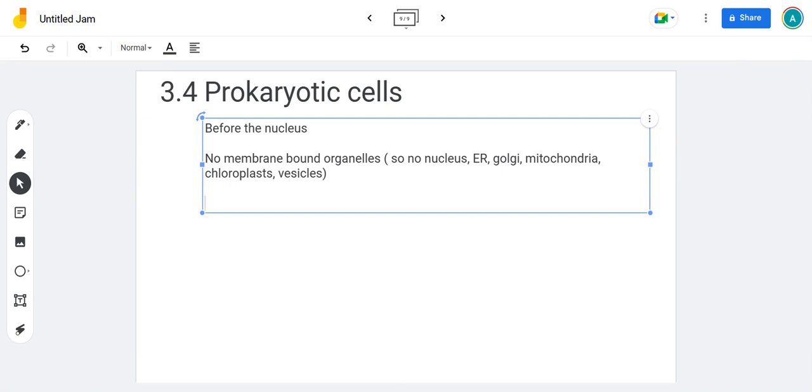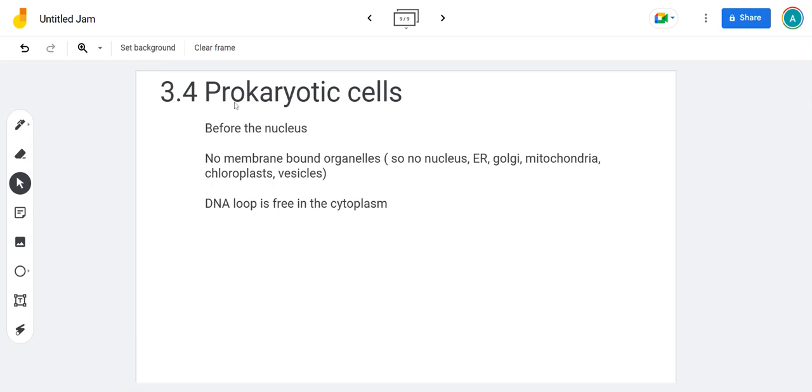They do obviously still have DNA, and they have all the enzymes that are catalyzing reactions that happen in all the other organelles. But those enzymes and that DNA are just free in the cytoplasm. They're not inside these little compartments called organelles. So the DNA is a loop, not in chromosomes. The DNA loop is free in the cytoplasm.